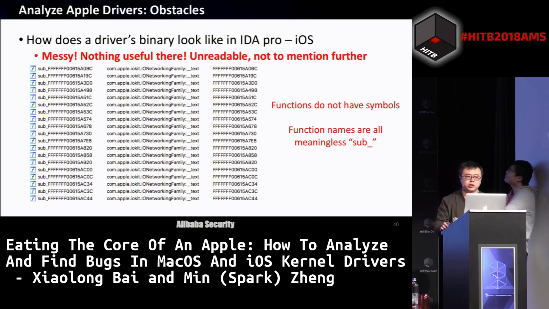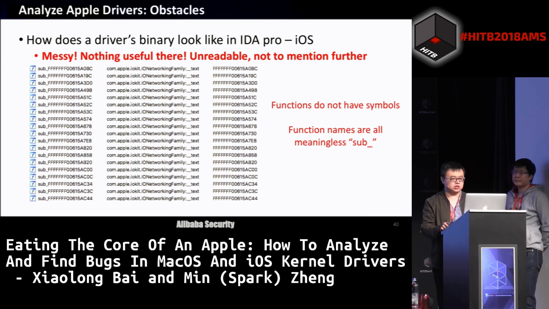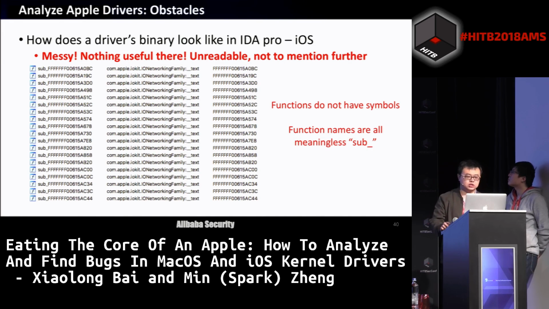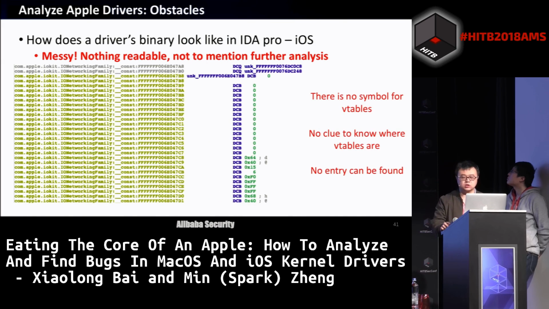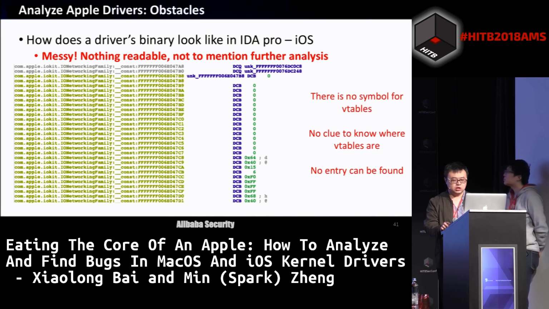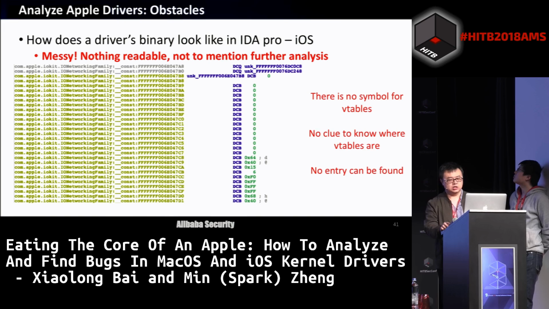So how about iOS kernel drivers? Actually, their situation is even worse. You can see that these are function names in iOS kernel drivers. You can see that these function names are meaningless. IDA Pro names these functions with just strings prefixed by sub. And also, there are no symbols for vtables. We cannot find where vtables are. And look at this piece of code. This should be a vtable, but we cannot find any clue about this vtable.